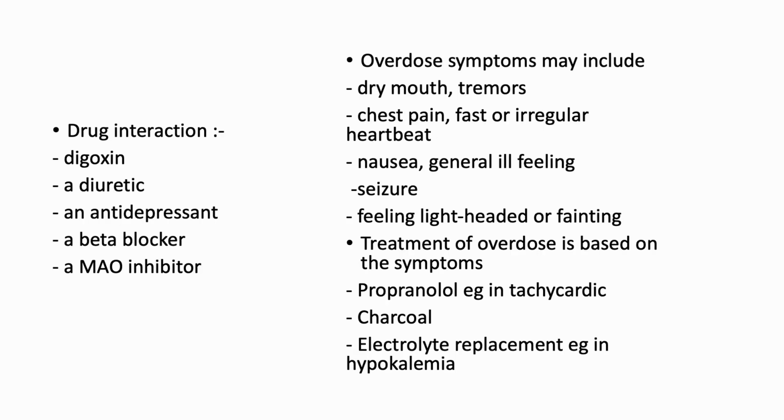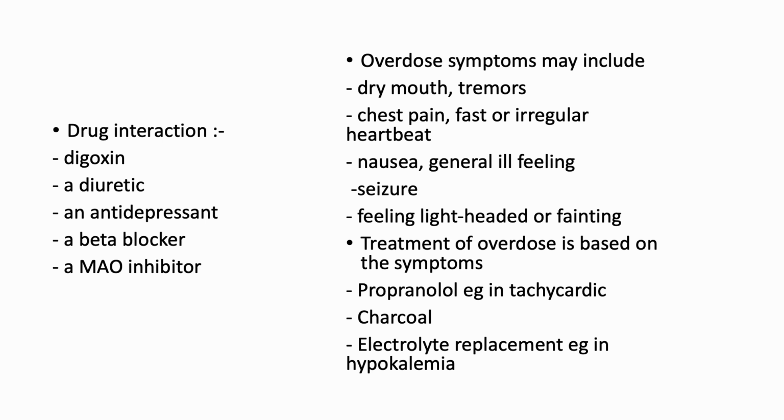Albuterol may have a certain degree of drug interaction with digoxin, diuretic agent, antidepressant, beta blocker, and monoamine oxidase inhibitor. Albuterol overdose signs and symptoms may include dry mouth, tremor, chest pain, fast or irregular heartbeat, nausea, general ill feeling, seizure, feeling lightheaded or fainting.